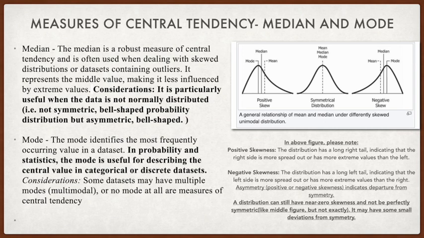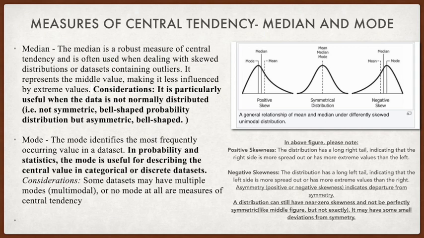So skewness and symmetry are not perfectly correlated; we cannot know exactly from one the other. It can have some small deviations from symmetry.